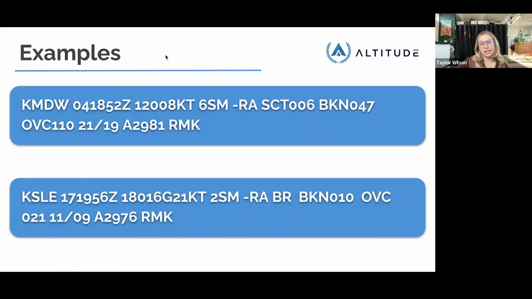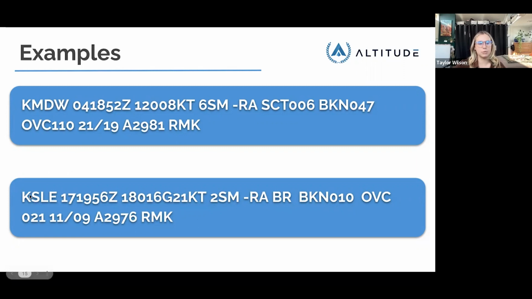So our lowest ceiling is actually going to be this broken layer here. So scattered at 600, few and scattered do not count as a ceiling. However, broken and overcast do. So broken clouds at 4,700 feet, overcast clouds at 11,000 feet. So our lowest ceiling in this example is going to be that broken layer at 4,700. Then we have our temperature and dew point, again in degrees Celsius. So temperature 21 degrees Celsius, dew point 19. Our altimeter setting 29.81, and then we don't have any remarks for this example.